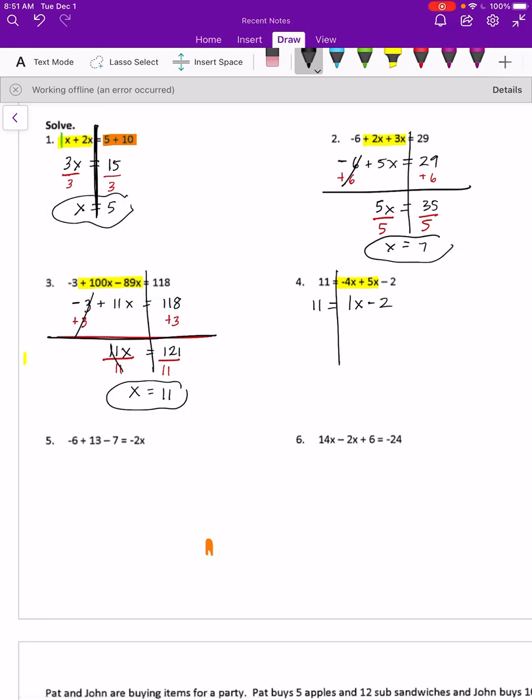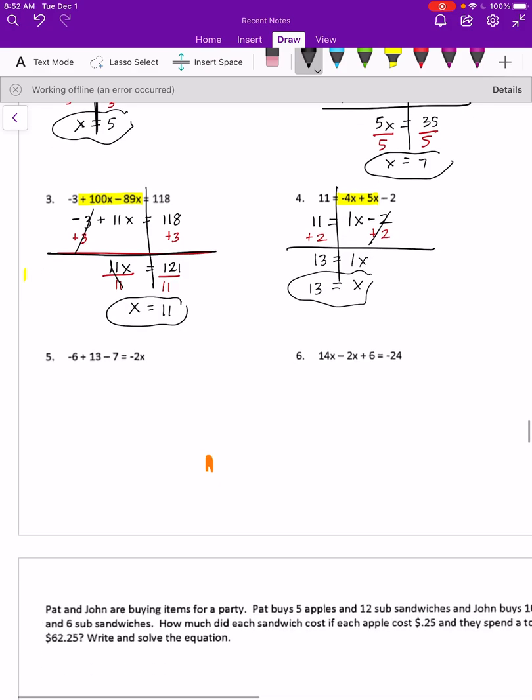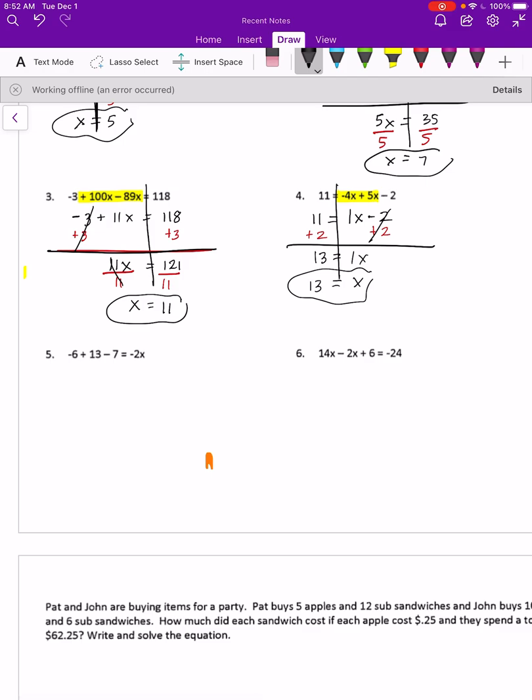Again, look here, two-step equation. Most of the time that's what happens: it looks like a two-step equation, but technically it's really a one-step, and we'll talk about that in a second. So 11 plus 2 is 13 equals, those cancel, 1x. But technically, 1x is the same as just x. So really that ended up being a one-step equation. We don't have to do any division there. So x equals 13.